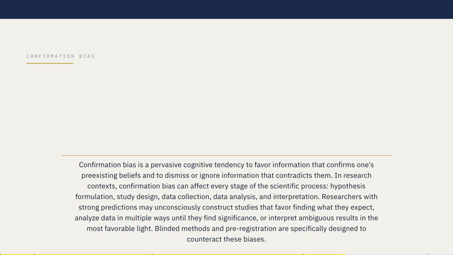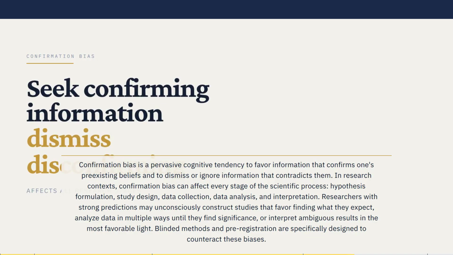Confirmation bias is a pervasive cognitive tendency to favor information that confirms one's pre-existing beliefs and to dismiss or ignore information that contradicts them. In research contexts, confirmation bias can affect every stage of the scientific process: hypothesis formulation, study design, data collection, data analysis, and interpretation. Researchers with strong predictions may unconsciously construct studies that favor finding what they expect, analyze data in multiple ways until they find significance, or interpret ambiguous results in the most favorable light. Blinded methods and pre-registration are specifically designed to counteract these biases.